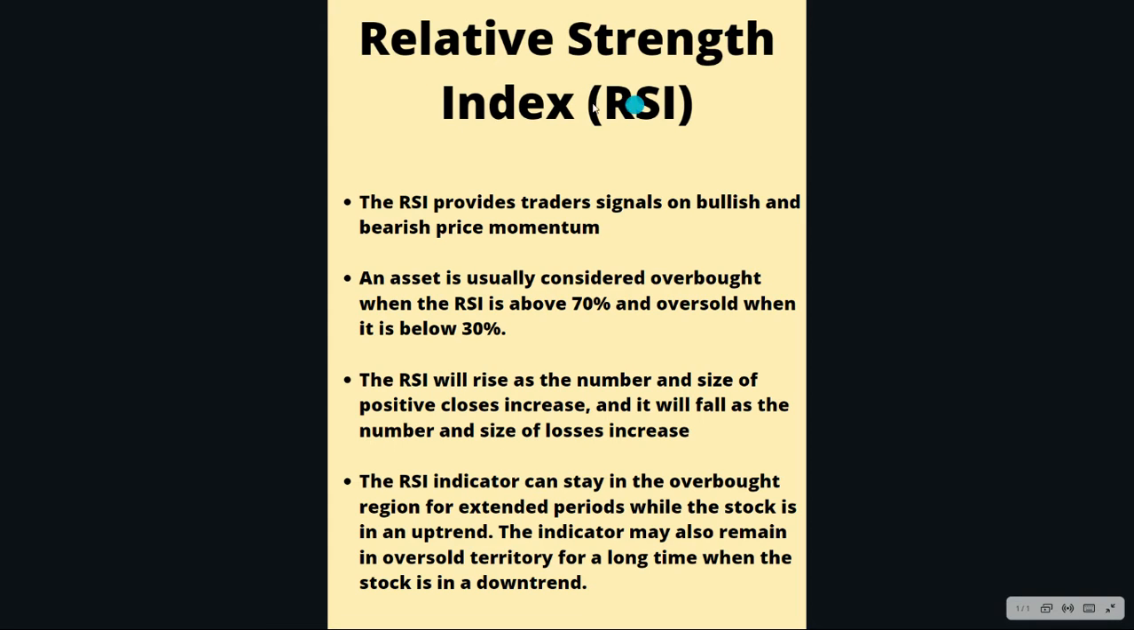So as I said, it's the relative strength index, RSI. The RSI provides traders signals on bullish and bearish price momentum. An asset is usually considered overbought when the RSI is above 70 and oversold when it's below 30. The RSI will rise as the number and size of positive closes increase and will fall as the number and sizes of losses increase. The RSI indicator can stay in the overbought region for extended periods while the stock is in an uptrend. The indicator may also remain in oversold territory for a long time when the stock is in a downtrend. This is important to remember, but I'll get more into it as we go on.